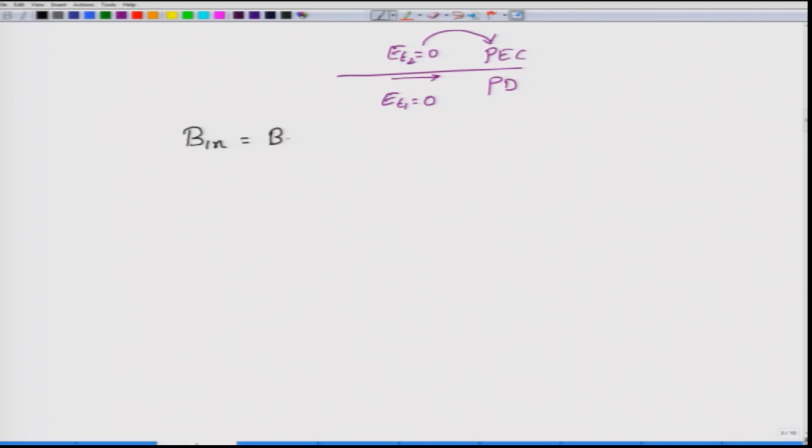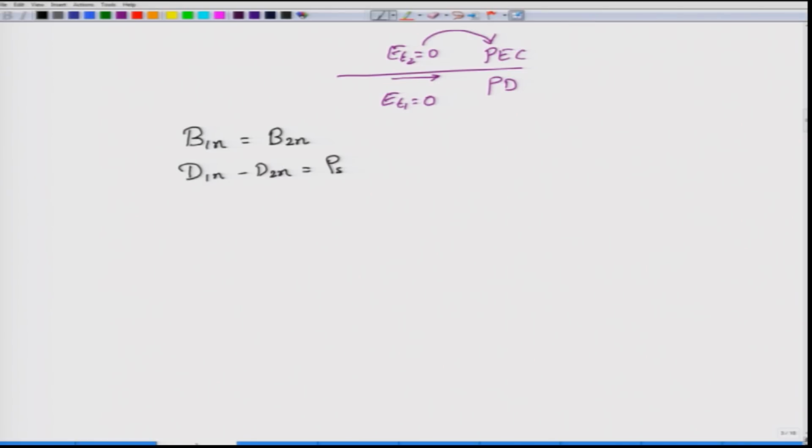I will leave the discussion of other boundary conditions, but I will just mention them. B1n equals B2n, indicating that in medium 1 the normal component is the same as the medium 2 normal component. For D it is slightly different, D1n minus D2n will be equal to rho s. Again, do not worry about the signs here, whether it is minus or plus, they are determined by the kind of problem that you are looking at.